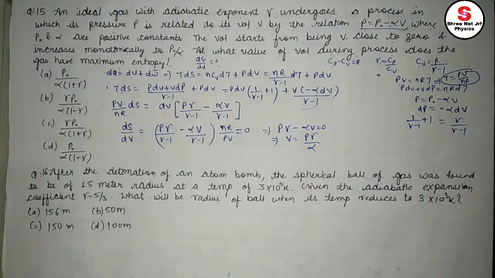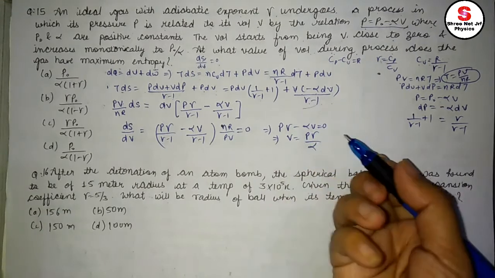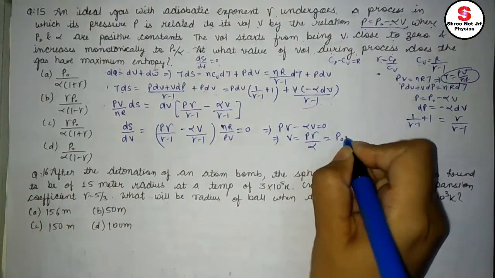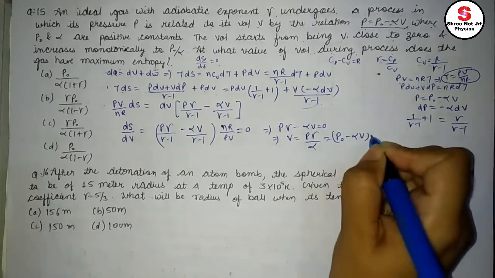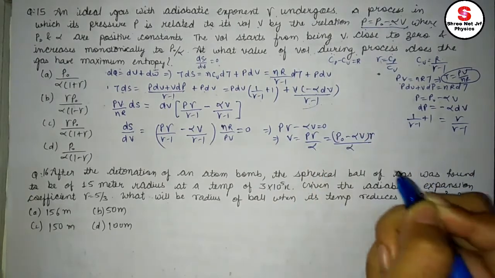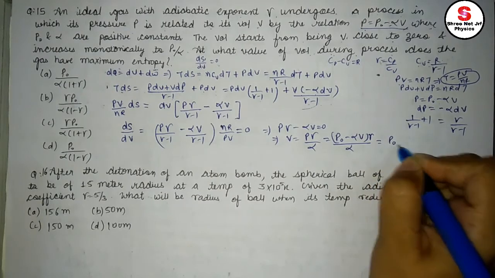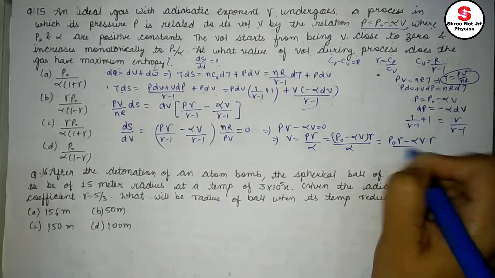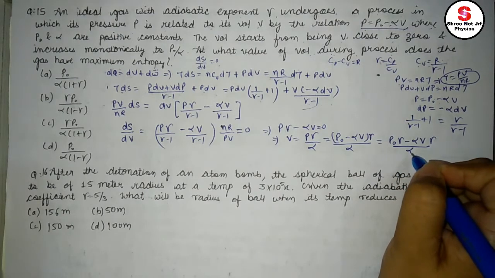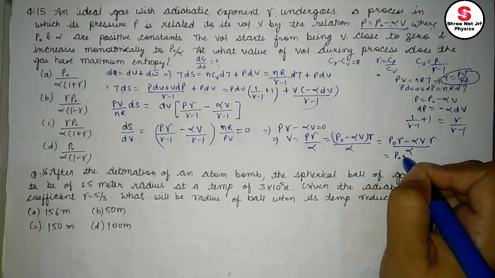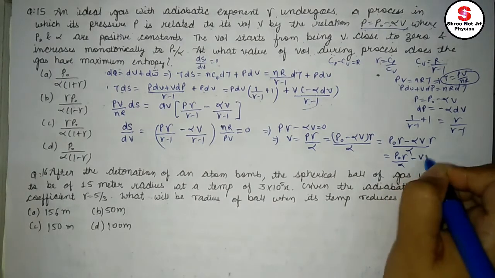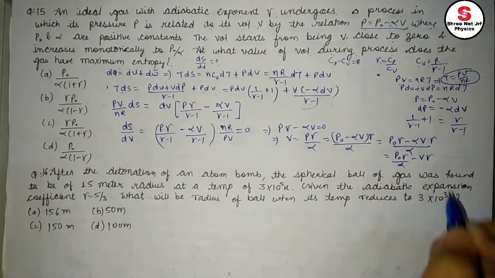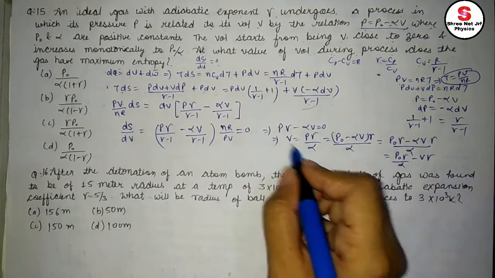But here P is also dependent on volume V, because P equals P naught minus alpha V. So P naught minus alpha V multiplied by gamma divided by alpha, which equals P naught gamma divided by alpha minus V gamma. I am using this here.